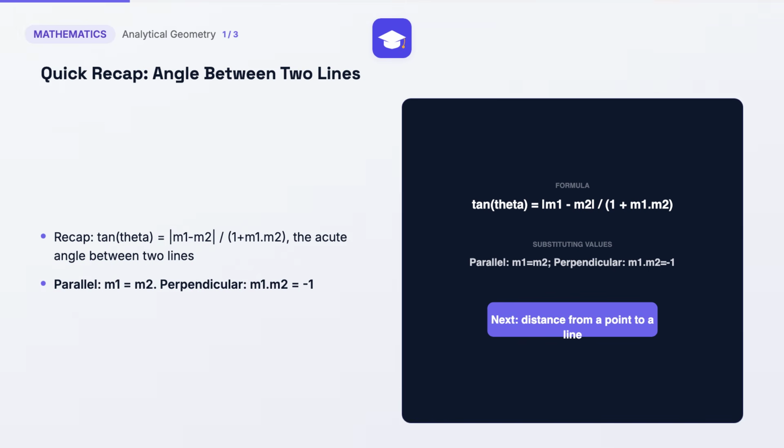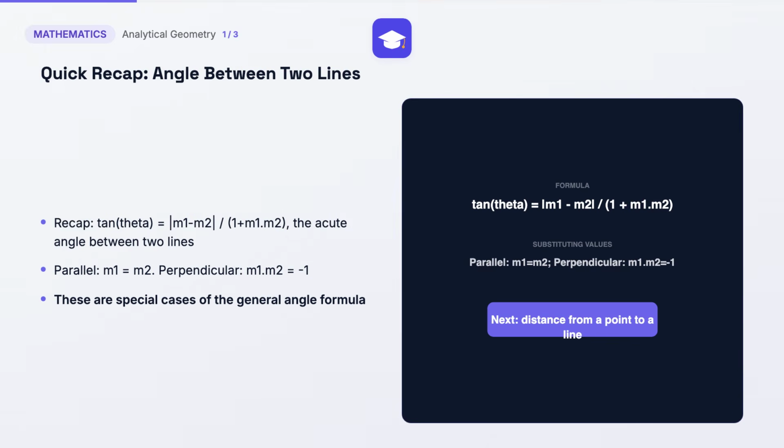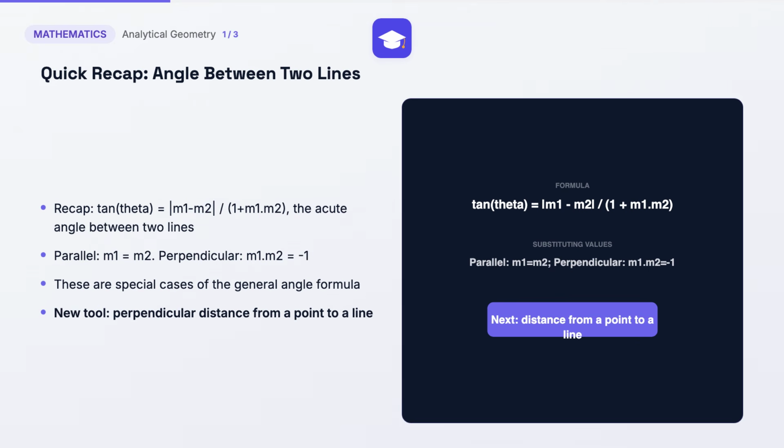Two lines are parallel exactly when their slopes are equal, and perpendicular exactly when the product of their slopes equals -1. These two special cases follow directly as limits of the general angle formula. With this quick recap done, let's now build the new and extremely useful tool, finding the perpendicular distance from any given point to any given line.